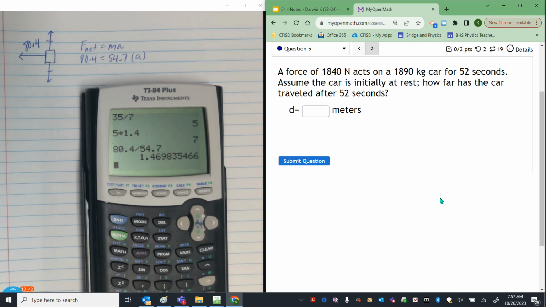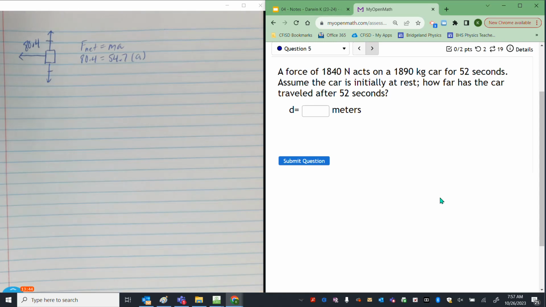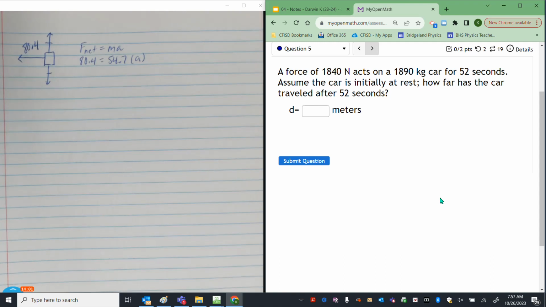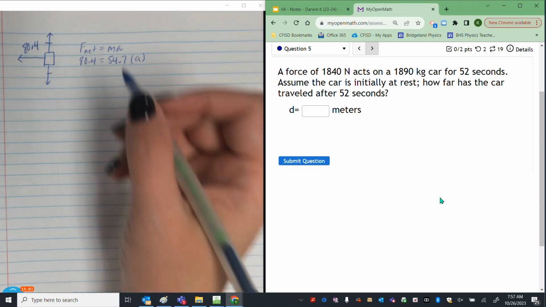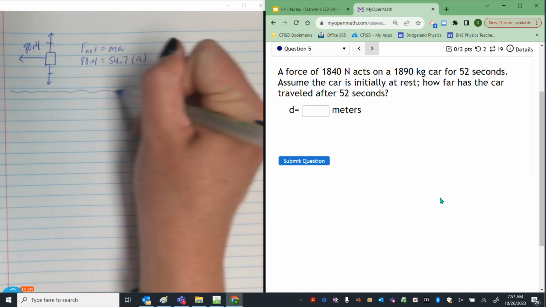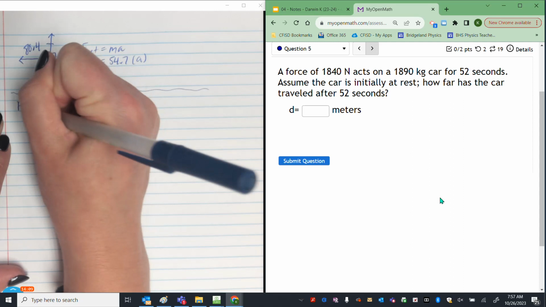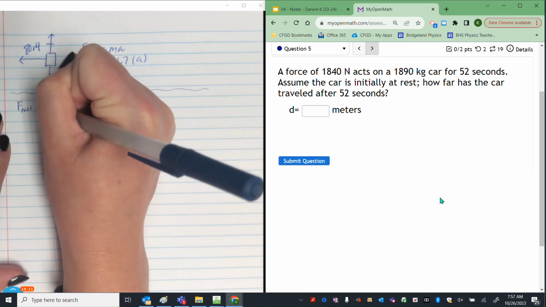Question number 5 says, a force of 1,840 newtons acts on a 1,890 kilogram car for 52 seconds. Assume the car is initially at rest. How far has the car traveled after 52 seconds? So they give us the force and the mass. I know right off the bat, they give us a lot of stuff. In fact, a good idea here would be to label everything so you can see what to do with it, because I know what to do with it, but you might not looking at it unless you label it.